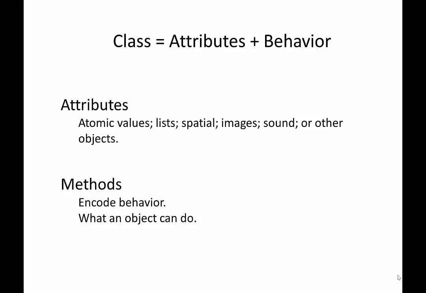Methods are sort of new. Methods are what an object can do, or what you can do with an object. They encode behavior. So the only way you should be able to interact with an object is through its methods. So there may be methods, for example, for updating attributes, but there may be methods that do much more complicated types of analysis or querying behavior. So that's it. Objects are made up of attributes and methods.